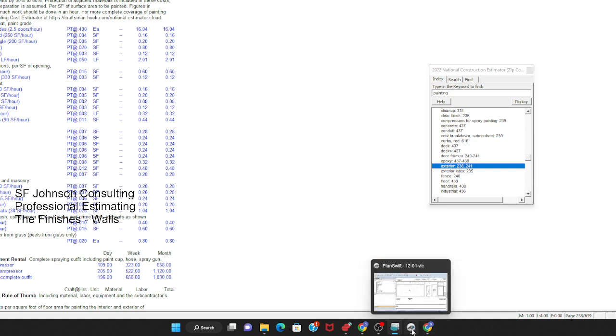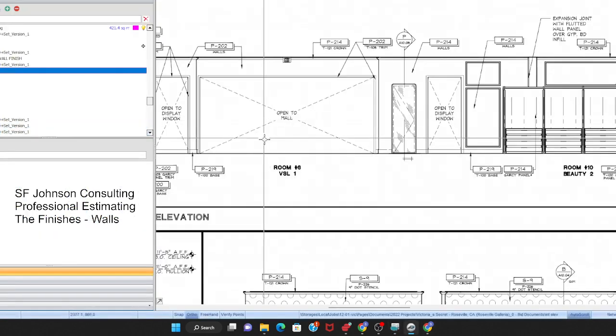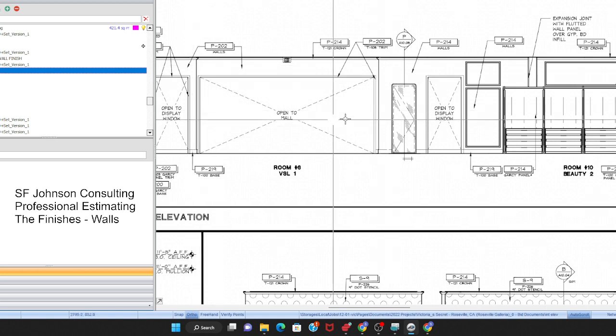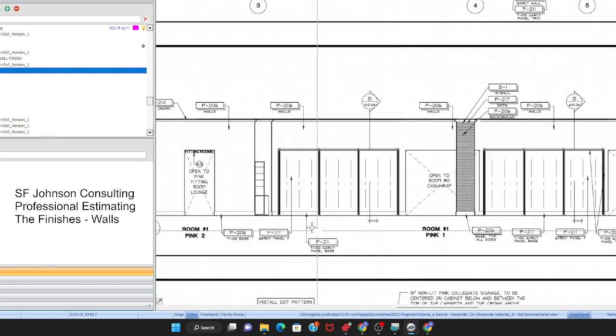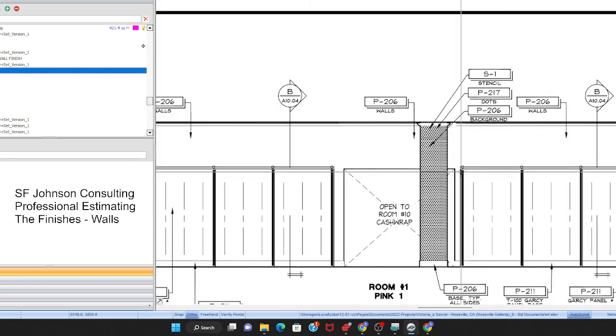All right, so let's go back. All right, open. So yeah, that's why you need the interior elevation views open. So from the plan view from up here, you don't know that that's open. So to do this is amazing. This is a great paint job. Let me tell you.